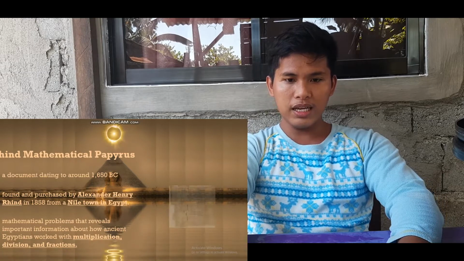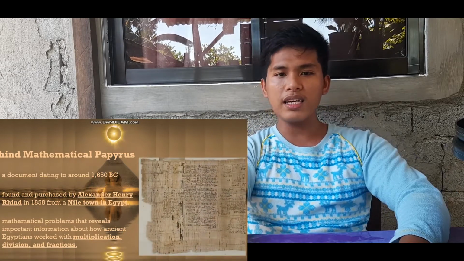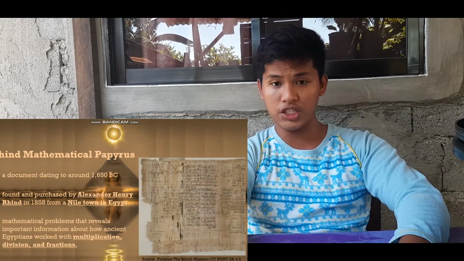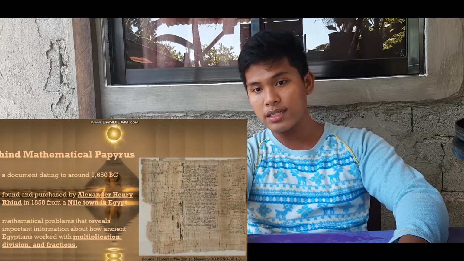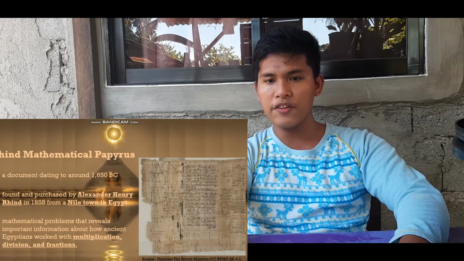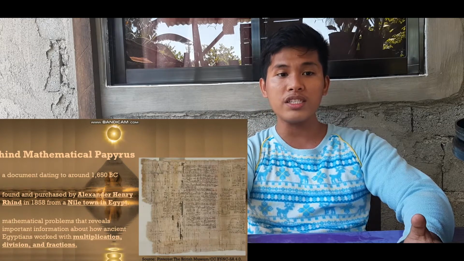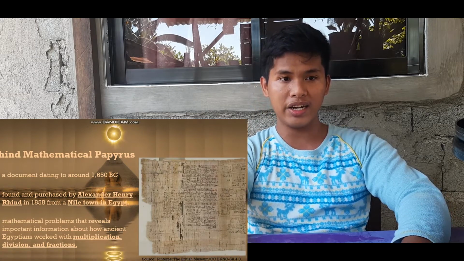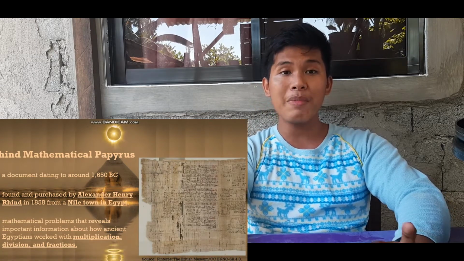As you can see, it looks like this. It looks kind of blurry, but in the picture it has triangles and writing that we don't know about. It was translated by Alexander Henry Rhind, and it was found out that it was mathematical problems.